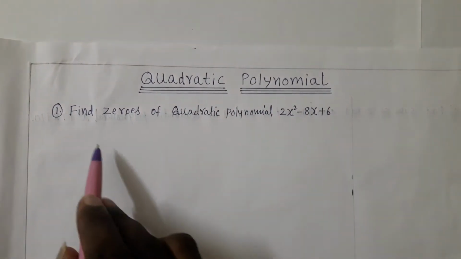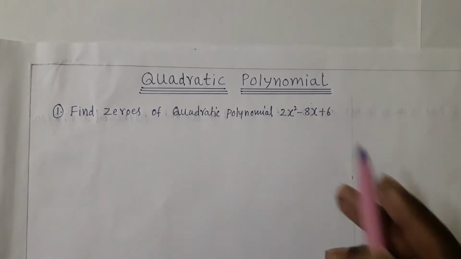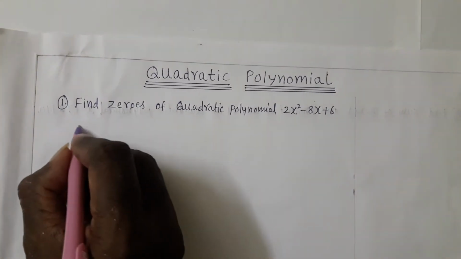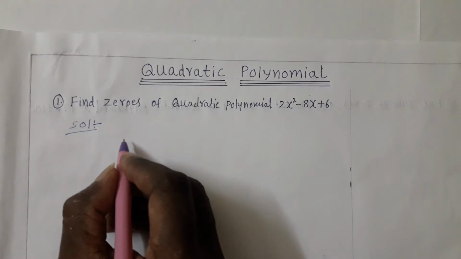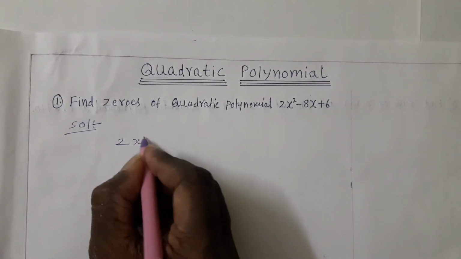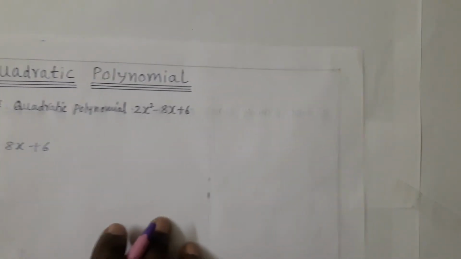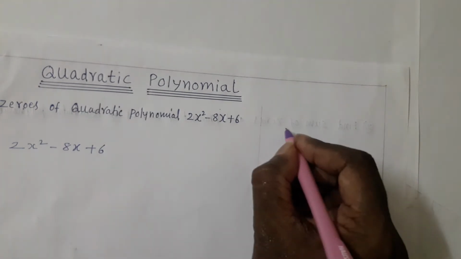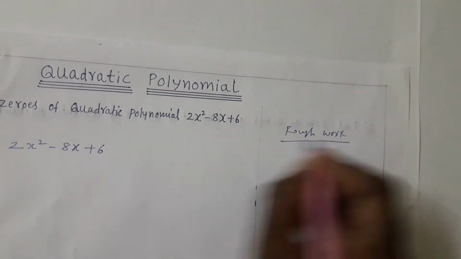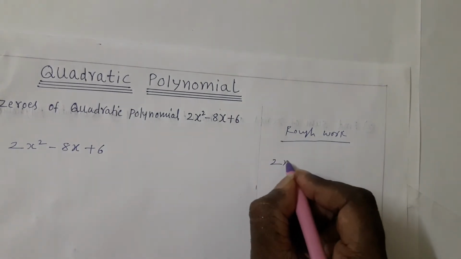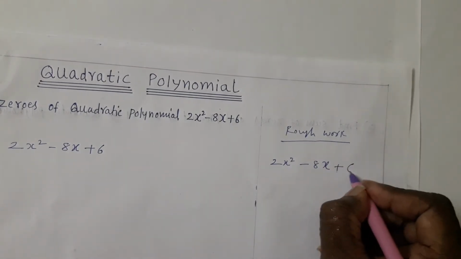Quadratic polynomial. Find the zeros of the quadratic polynomial 2x square minus 8x plus 6. Solution: 2x square minus 8x plus 6. Here you take it as rough work. This is 2x square minus 8x plus 6.